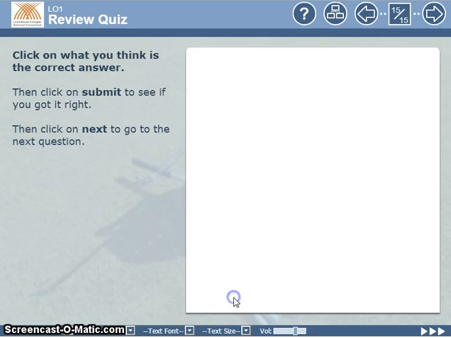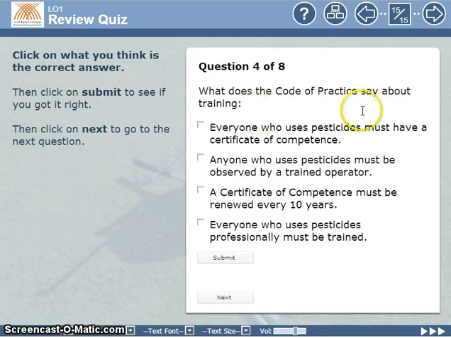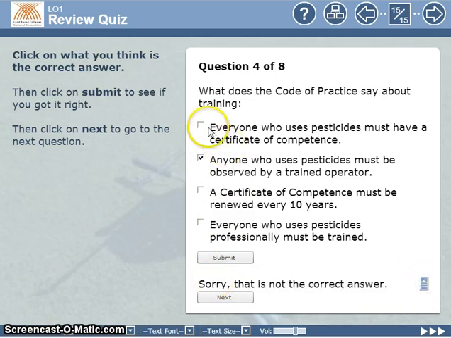Yeah, that's correct. What does the Code of Practice say about training? So everyone who uses pesticides must have a certificate of competence. Anyone who uses pesticides must be observed by a trained operator. Okay, so I think it's that one because... Let's go for that one. Yeah, so everyone who uses pesticides professionally must be trained.